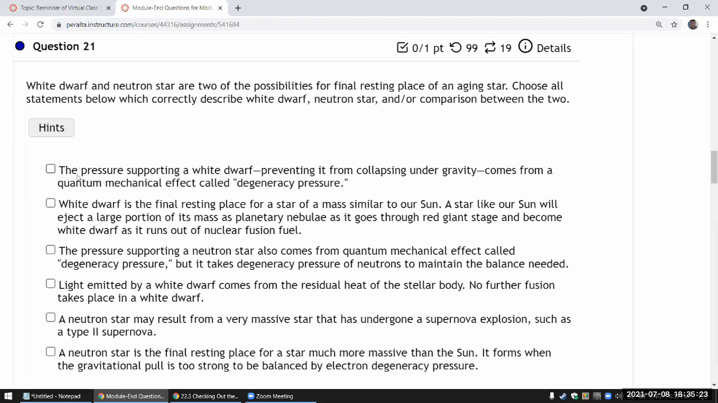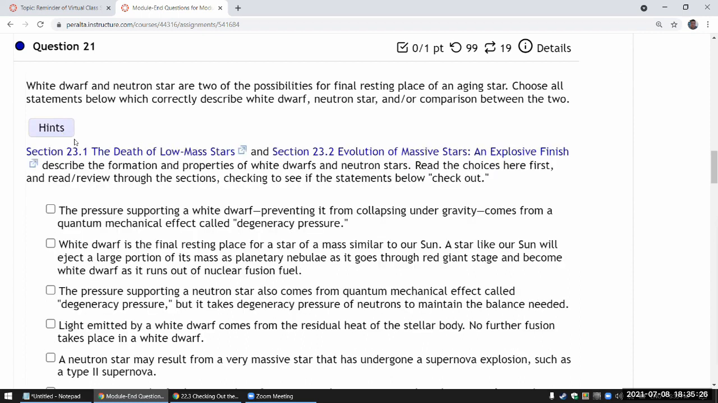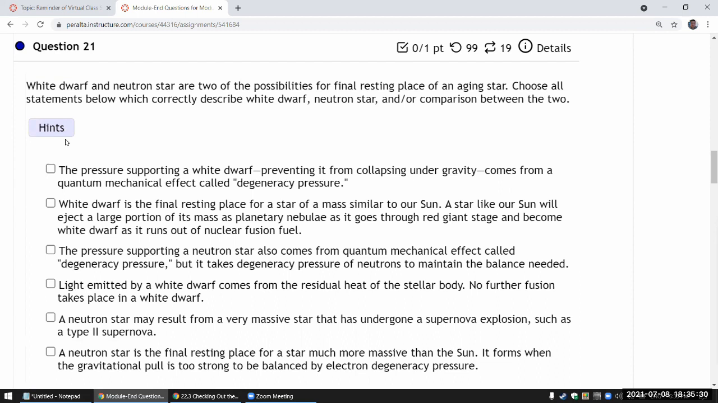Okay, the pressure supporting, and as usual, read the sections and make sure you understand them. The pressure supporting a white dwarf, preventing it from collapsing under gravity, also known as maintaining hydrostatic equilibrium, comes from a quantum mechanical effect called the degeneracy pressure. Yeah, that's right. I think I was describing that in an earlier question above. So yeah, that is right.